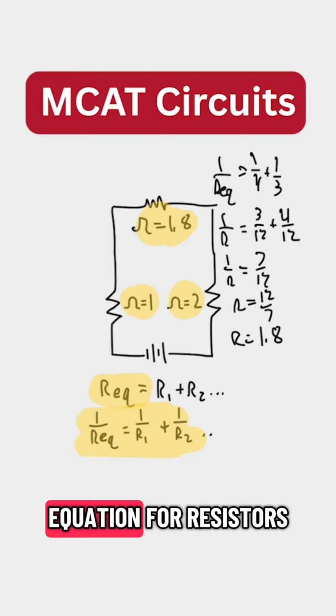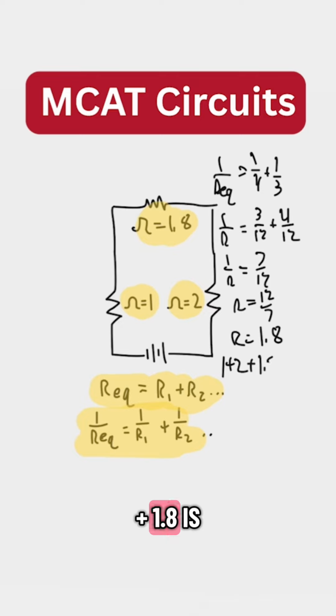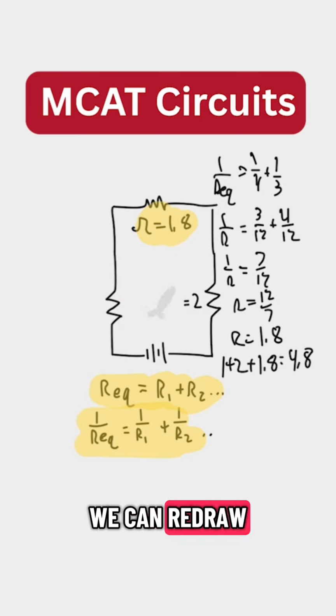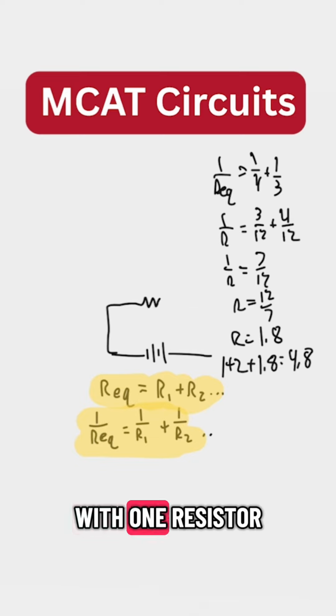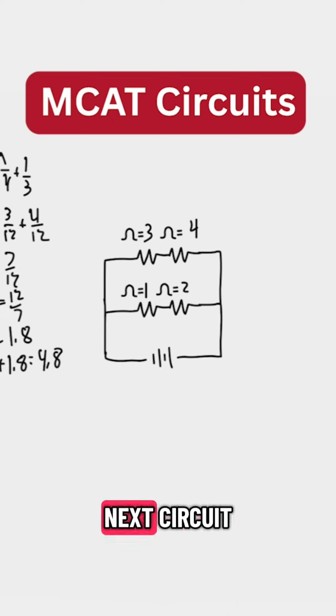We apply the equation for resistors in series and just add these up. 1 plus 2 plus 1.8 is equal to 4.8. We can redraw this entire circuit as a circuit with 1 resistor that has a resistance equal to 4.8. Apply the same thinking to the next circuit and again look for the resistors that are really simple to solve.